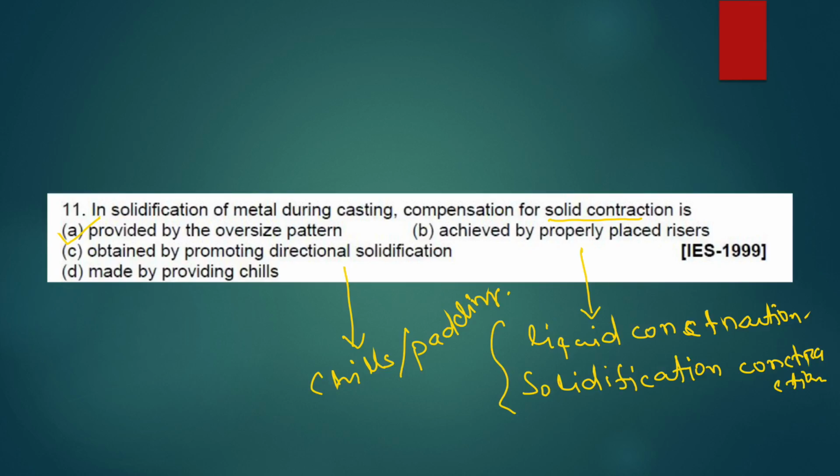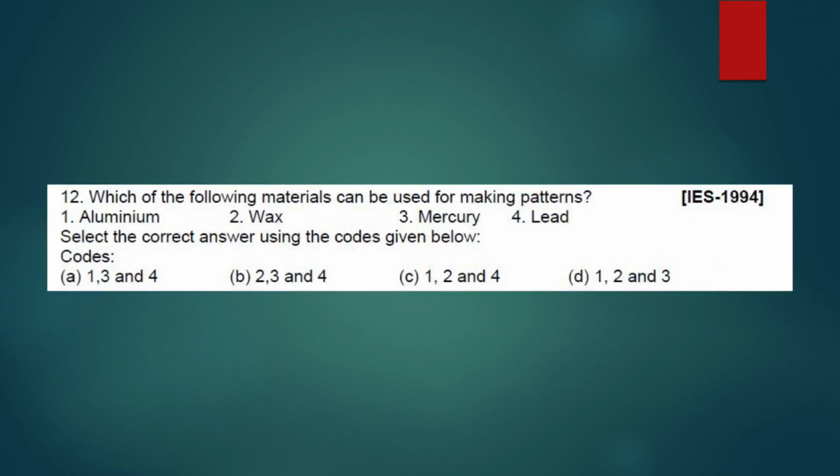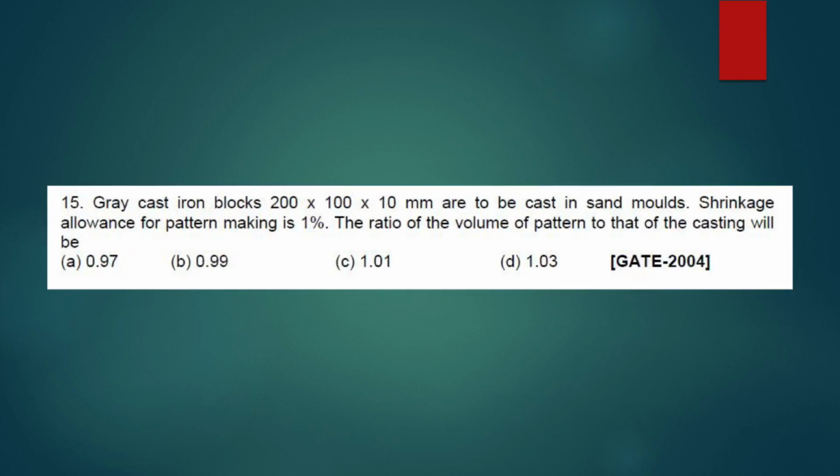Question is, which of the following materials can be used for making patterns? Aluminum, yes, possible. Wax, also possible. Mercury, also possible. Lead, not possible. So from options 1, 2, 3, D is our answer. In ISRO, they may ask this type of question.